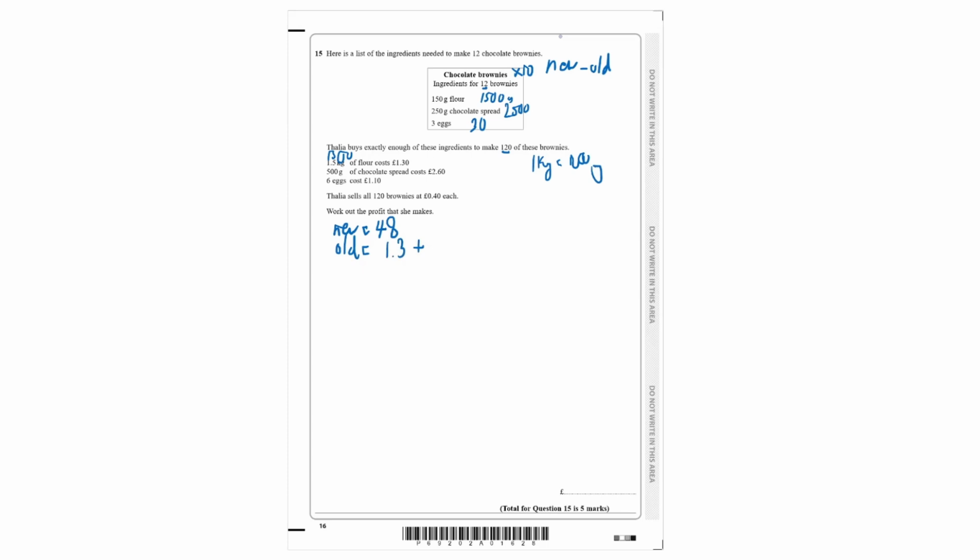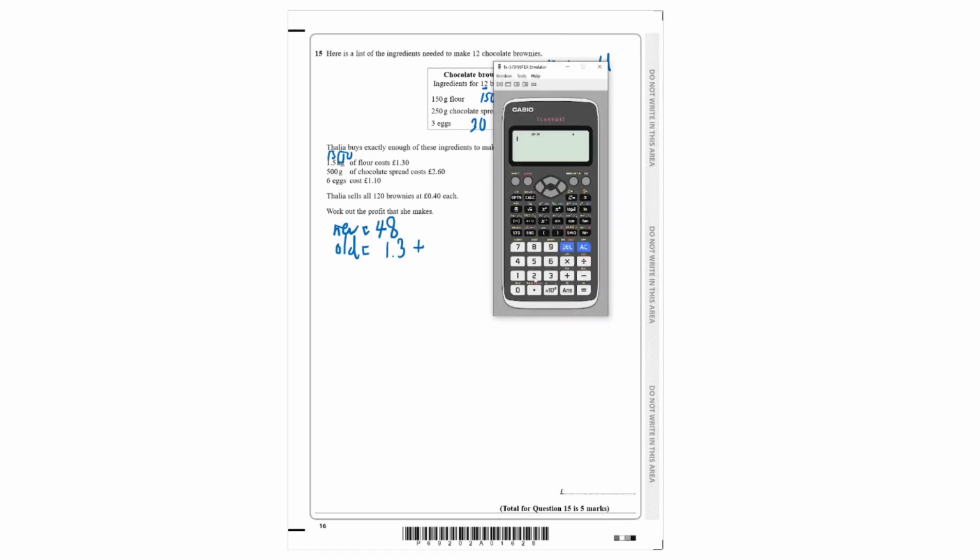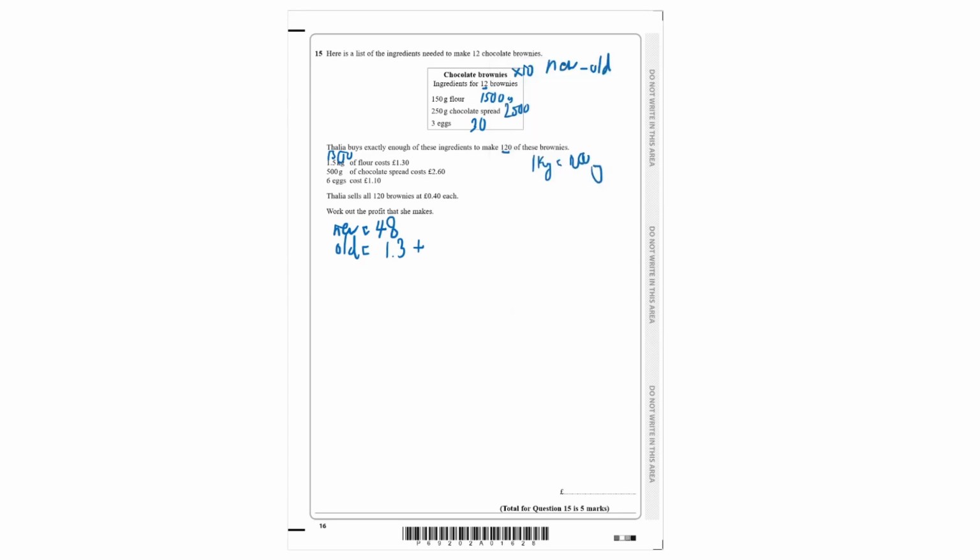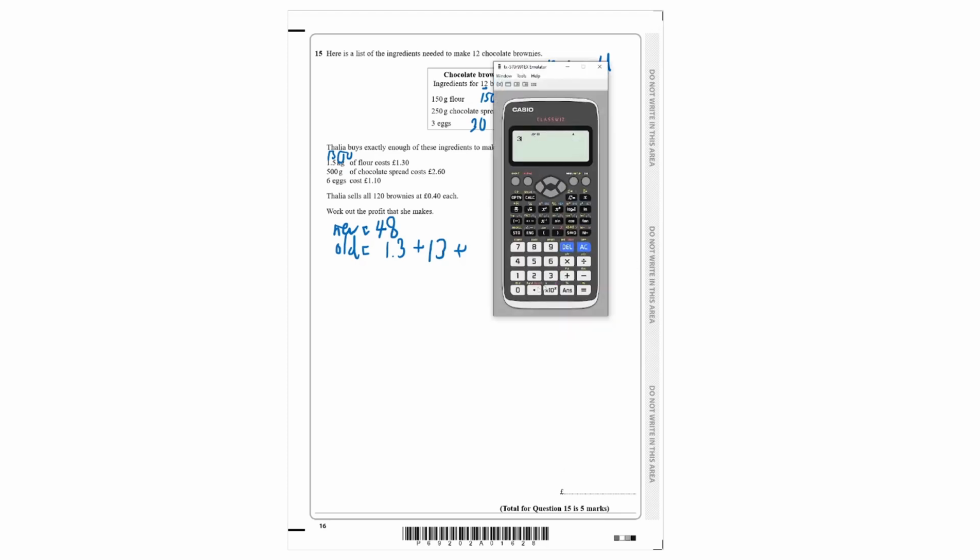Moving on, we have 500 grams of chocolate spread costs 2.6. We have 2,500. So we can calculate here 2,500 divided by 500. That's 5 times 2.6 gives us 13. So we have 13. Moving on to the last and final one. 6 eggs cost 1.1 pounds. Instead, we have 30 eggs, so 30 divided by 6 should give us 5. And then we multiply by 1.1, which gives us 5.5.